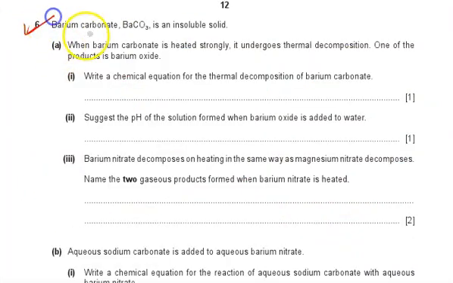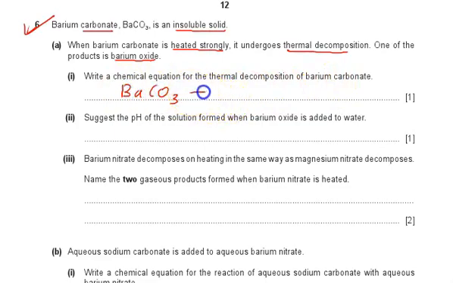Number 6. Barium carbonate is an insoluble solid. When barium carbonate is heated strongly, it undergoes thermal decomposition. One of the products is barium oxide. Write a chemical equation for the thermal decomposition of barium carbonate. We can say barium carbonate will form barium oxide, and they will release carbon dioxide. 1 mark here.